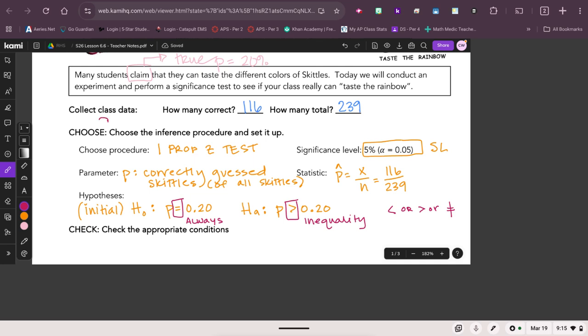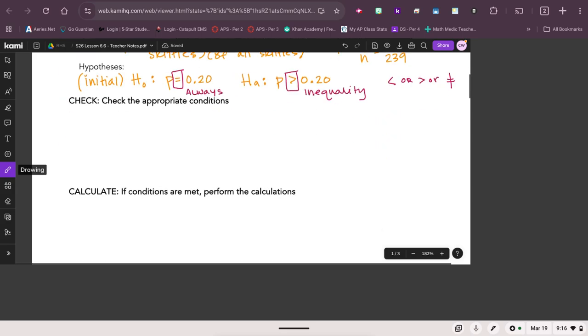Okay, so we've completed the choosing section, which walks you through the information to set up all of what we know to start with. Now we're going to move on to checking our appropriate conditions. So, same conditions as when we were doing the confidence intervals. So should be nice and easy for you to remember. We don't have to learn anything new. We are going to check to make sure that we had a random sample.